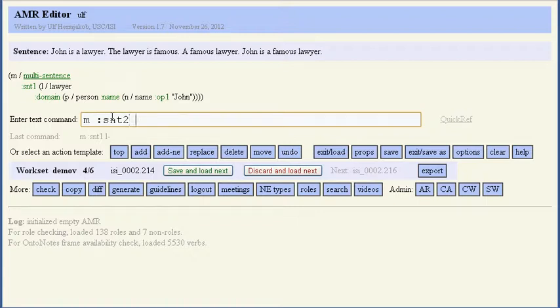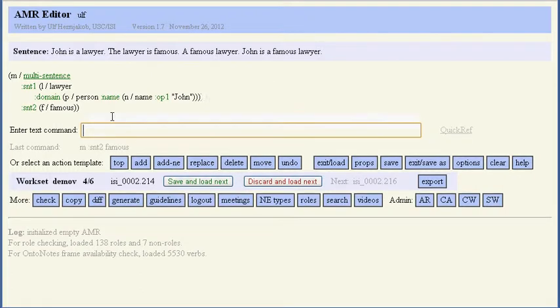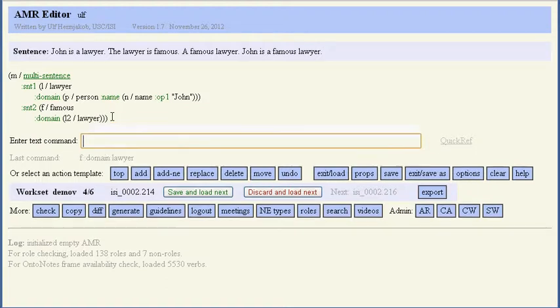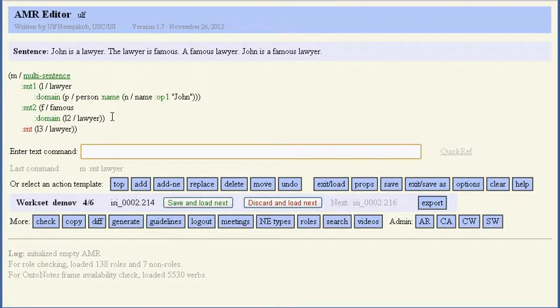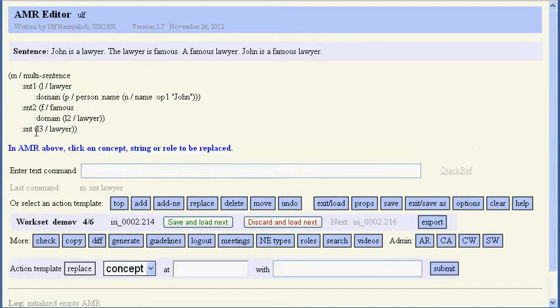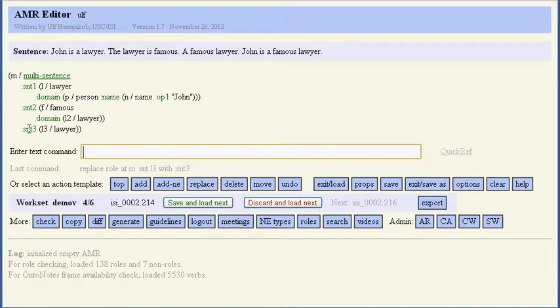Sentence number 2 is about somebody being famous, and so famous in fact then would be at the top, and the domain would be lawyer in this case over here, like this. If we have a phrase like a famous lawyer, which is very similar to the second one, we have sentence 3, and at the top we have lawyer. Whoops, I have to kind of replace this, make this 3, and the lawyer is famous.